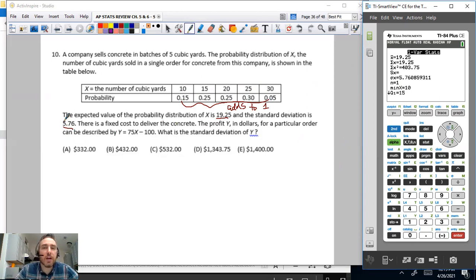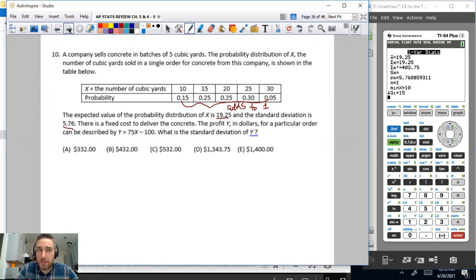So now let's talk about this question. The profit Y in dollars for a particular order can be described by Y equals 75X minus 100. What is the standard deviation of Y? Well, I want you to think about what operations affect the spread. Does multiplication affect the spread? Does subtraction affect the spread? Which ones work? All right, pause the video and see if you can figure out which one is going to be the answer.